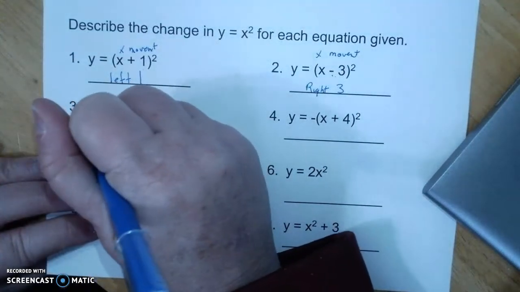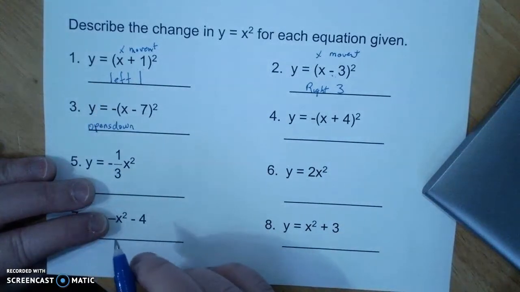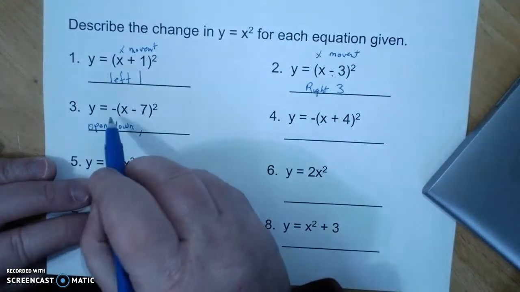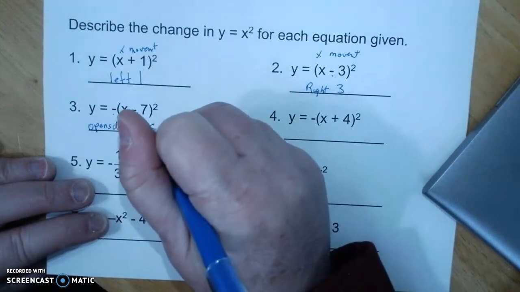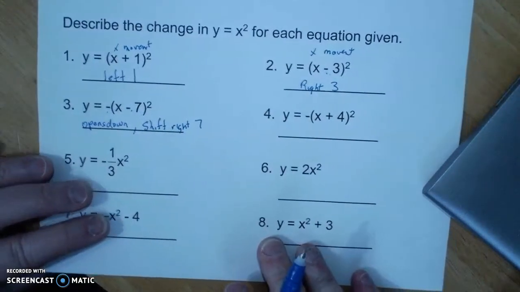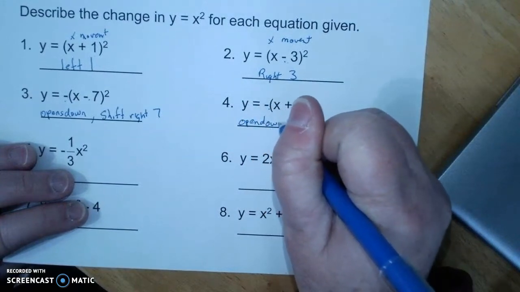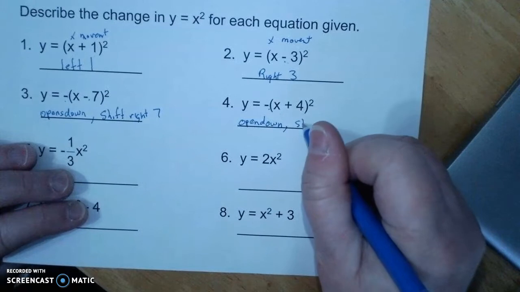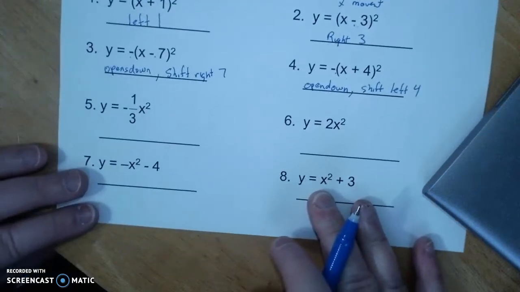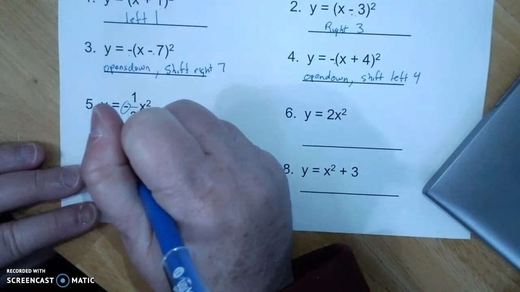Negative opens down. You could say reflected. You would say maximum. Those are the 3 answers. Opens down takes care of that. This is shift right 7. Here, opens down, opens down, shift left 4. This opens down.